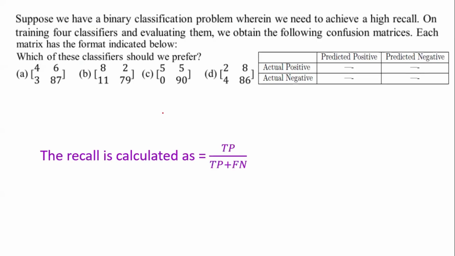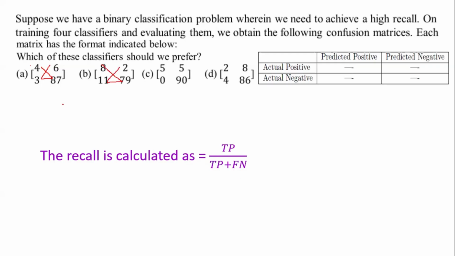We know that the formula of recall is TP by TP plus FN. Now, what is TP here? That is 4. What is TN here? 87. What is FP here? That is 3. What is FN here? That is 6. True positive, true negative, false positive, false negative.